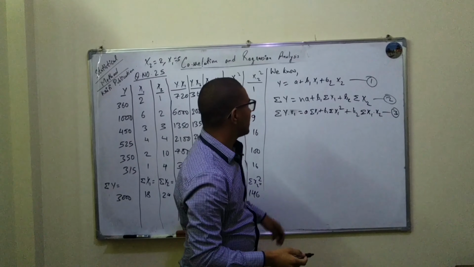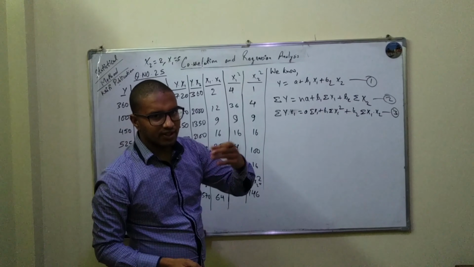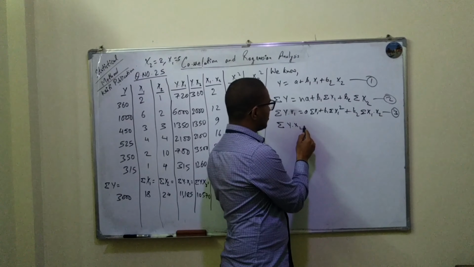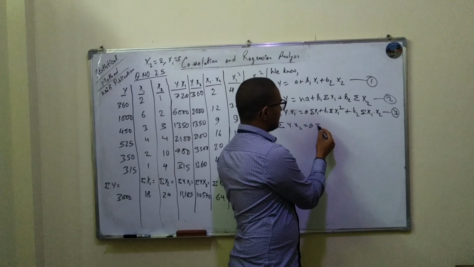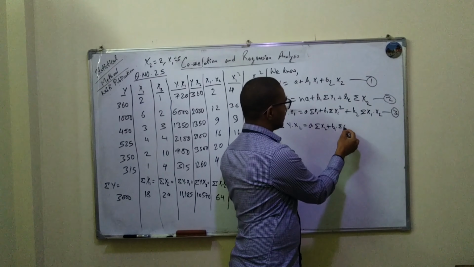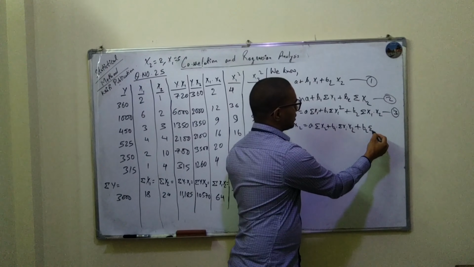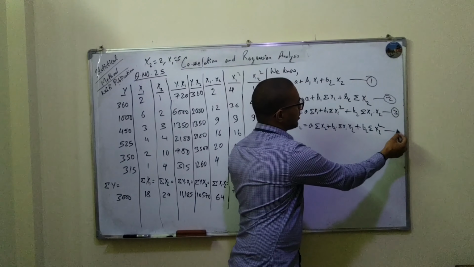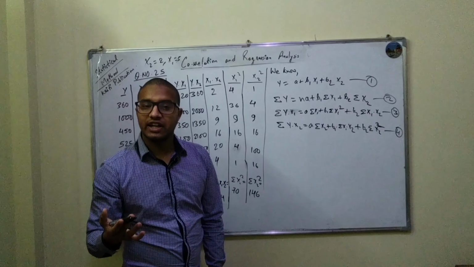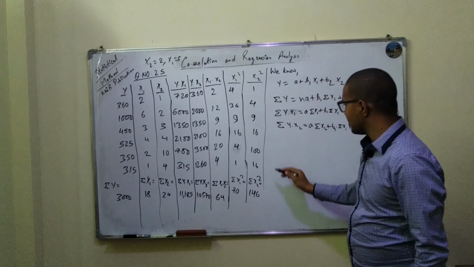Second, again we multiply this second equation with x2, the other variable. So summation y dot x2 is equal to a times summation x2 plus b1 times summation x1 dot x2 plus b2 summation x2 square. So now let's just put in the values. If we put in the values, how much will we get?